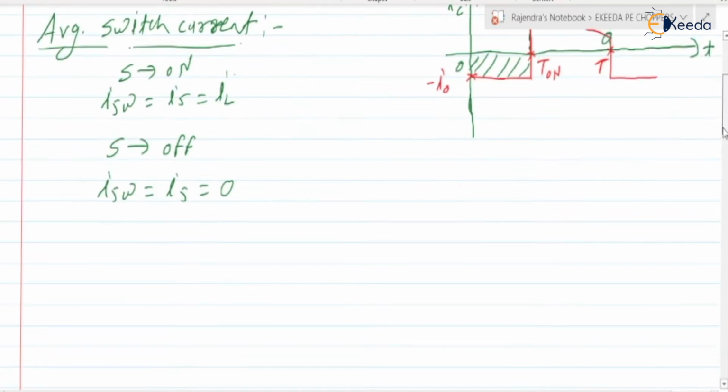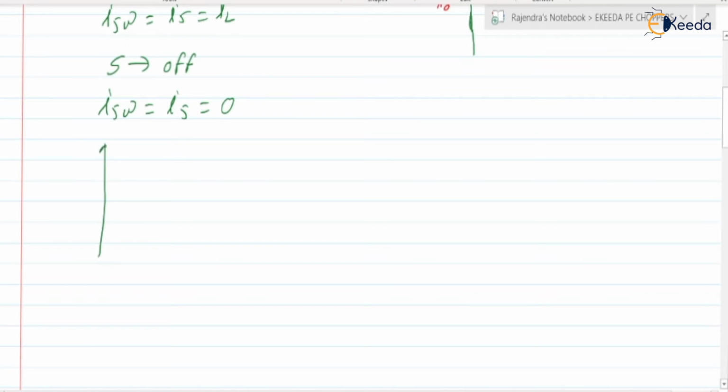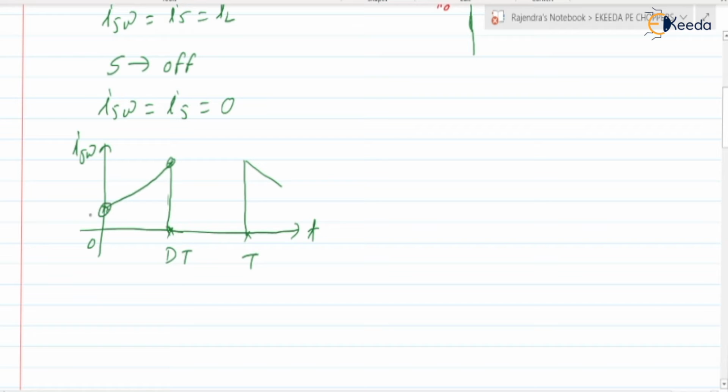So if we draw the ISW waveform, it will be like this. ISW from t equals 0 to t on, that is dT, and dT to T. From 0 to dT it will be increasing from I min to I max. After that it will be 0 during dT to T, and again after that it will change like this. So it changes from I min to I max, the same as IL only.